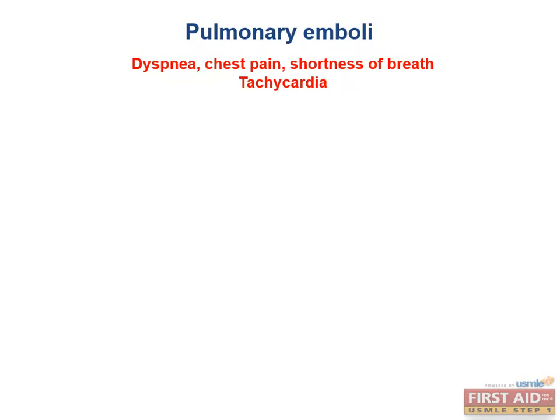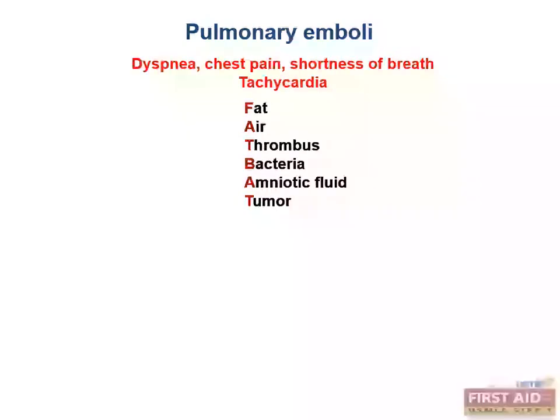There are a number of things that can embolize to the lung arterial vasculature, and that's pretty much summarized here by the fat bat mnemonic. Fat, air, and thrombus, bacteria, amniotic fluid, and tumor all may comprise pulmonary emboli.